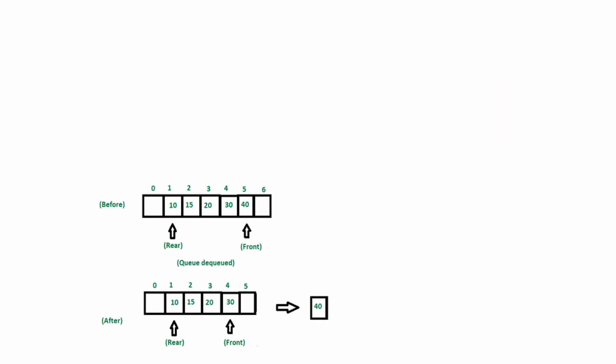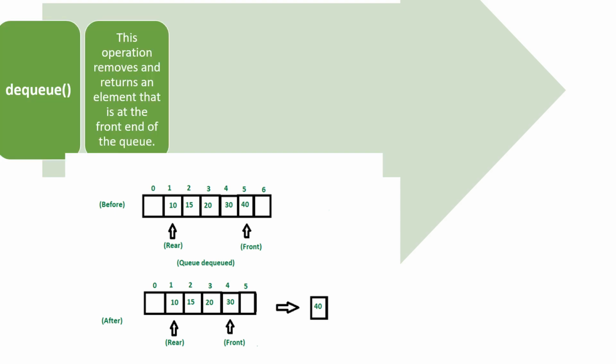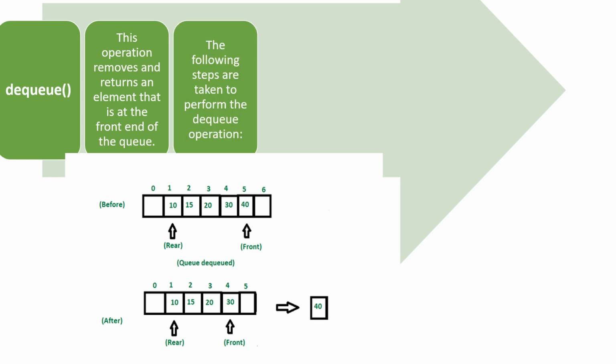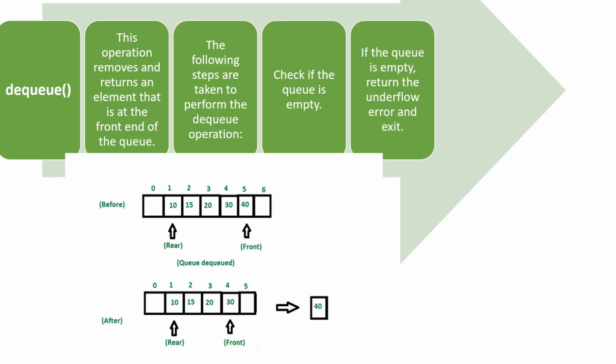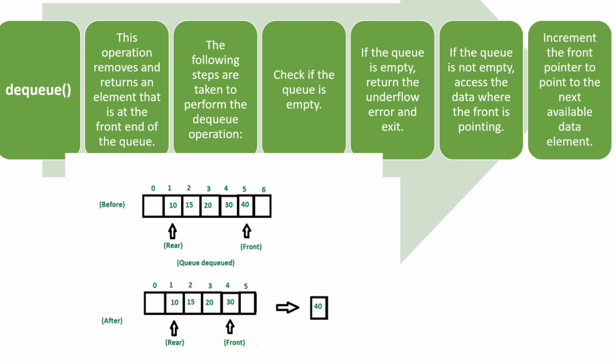And next operation is the dequeue. Dequeue is the operation which removes and returns an element at the front end of the queue. So dequeue is done at the front end of the queue. These are the steps. Check if the queue is empty. If the queue is empty, return the underflow error. And if the queue is not empty, access the data where the front is pointing and increment the front pointer to point to the next available data element.